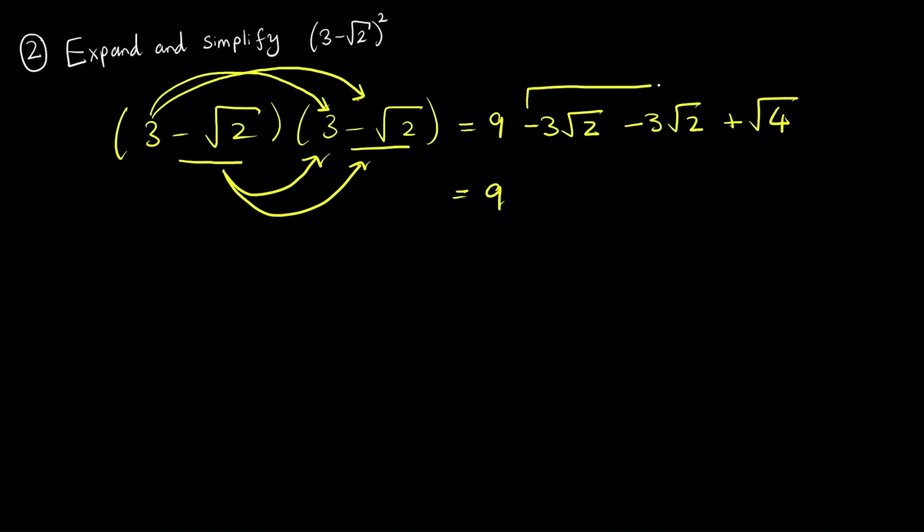These two here do not cancel, because they're both a minus. Often people get used to them cancelling, they just automatically think they do. Minus 3 root 2 and minus 3 root 2, that makes minus 6 root 2. The plus root 4 is going to be a plus 2. So in the end we get 11 minus 6 root 2.